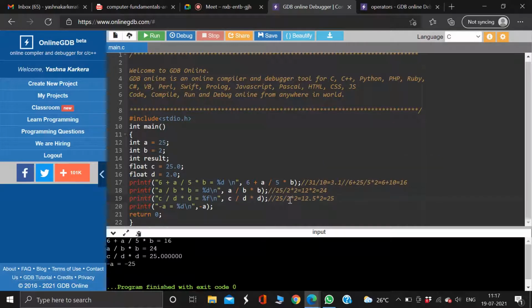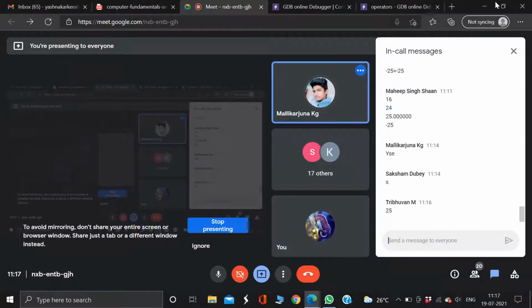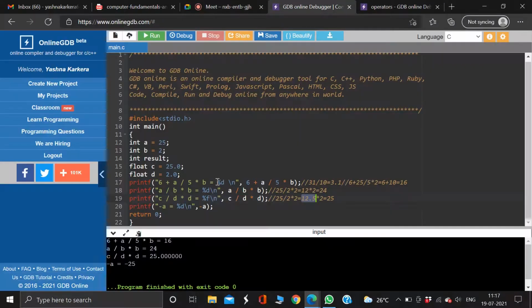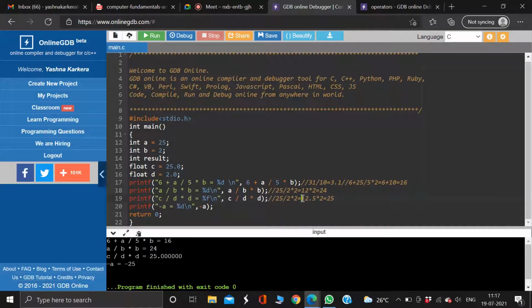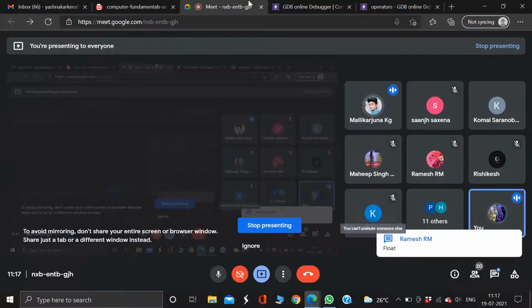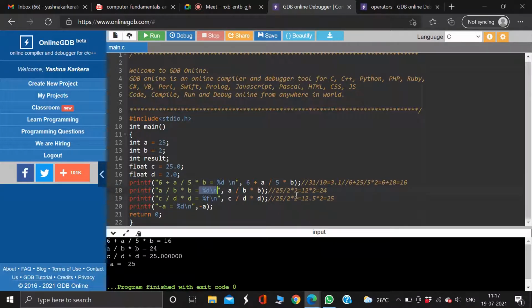Now, why did Mallikarjuna consider this 0.5? Anyone can answer, anyone except Mallikarjuna? Why did he take 12.5, but in this case we took only 12? Float. Very good. Because of this float, we have written percentage F, so this 0.5 also got considered. In this case, we wrote percentage D. That's why it didn't get considered.